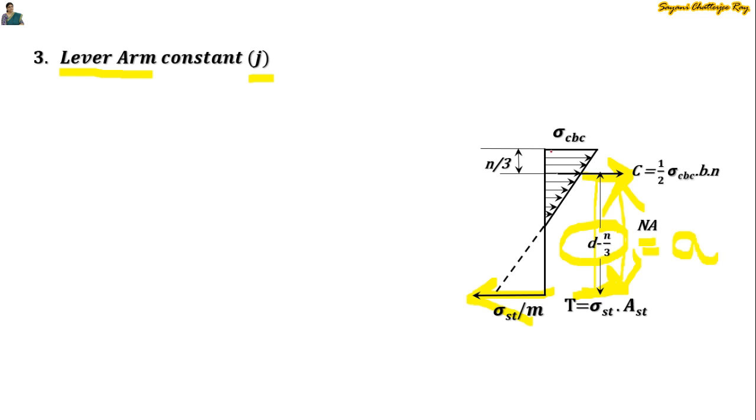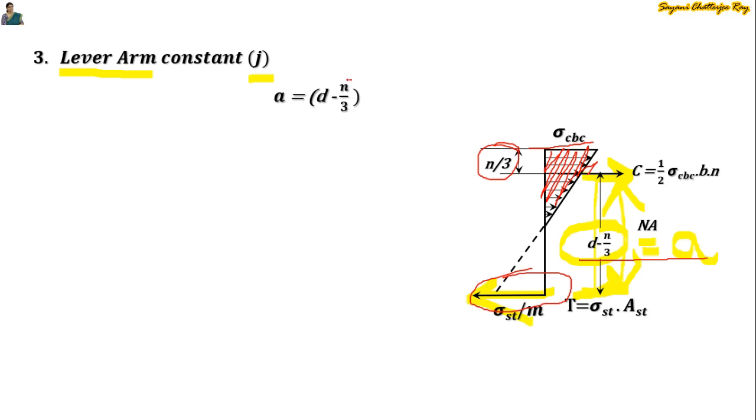Now as we can see, this compressive area is triangular in section, so the resultant compressive force will act at a distance of n by 3 from the top compressive fiber. The resultant tensile force, that means this part, will act at the centroid of the steel reinforcement. So as I have already told, A equals to D minus n by 3. So I will write it: A equals to D minus n by 3.